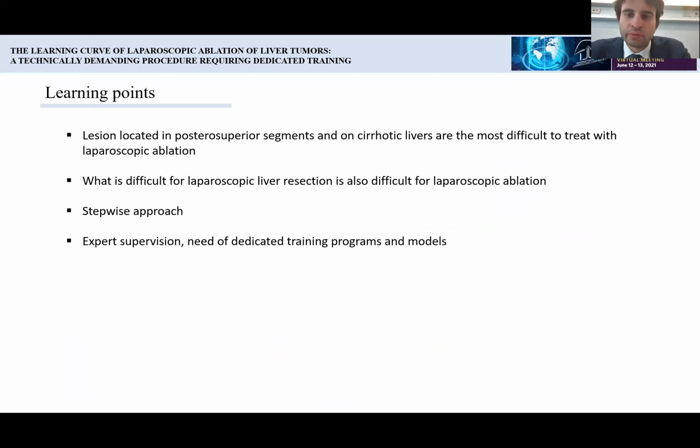So, the learning point of this study highlights that lesions in posterior superior segments and on cirrhotic livers are the most difficult to treat with laparoscopic ablation. Therefore, we can say that what is difficult for laparoscopic resection is also difficult for laparoscopic ablation, and we should not use laparoscopic ablation as a shortcut. Novices should use a stepwise approach, approaching first anterior lesions on fibrotic livers and then moving to lesions in posterior superior segments on cirrhotic livers. At the beginning, expert supervision is needed for such procedures, as well as dedicated training programs and models.